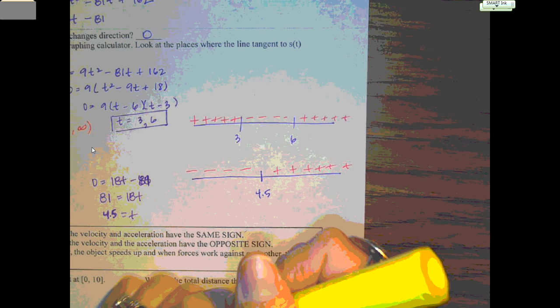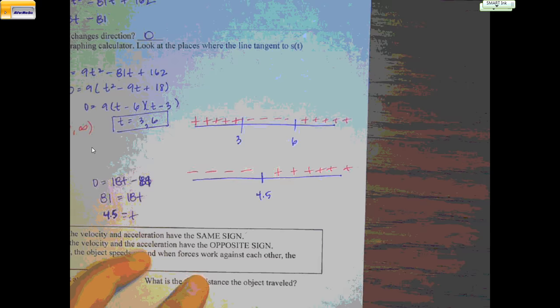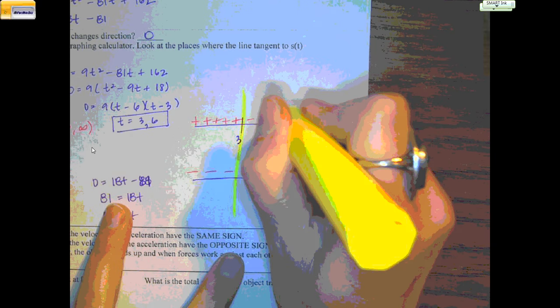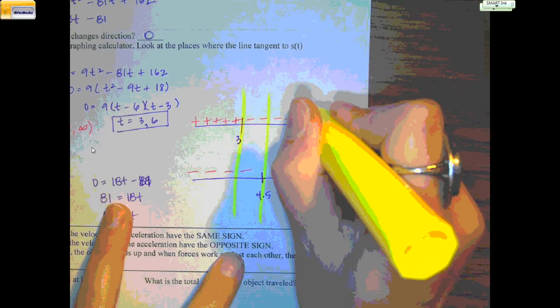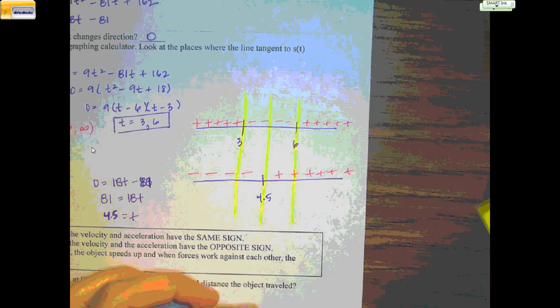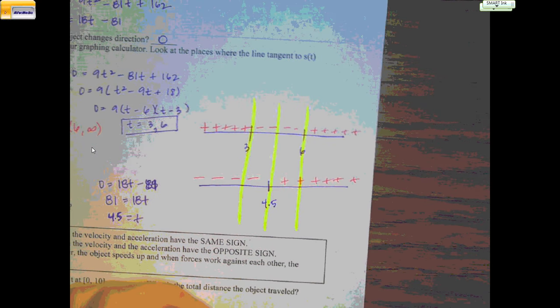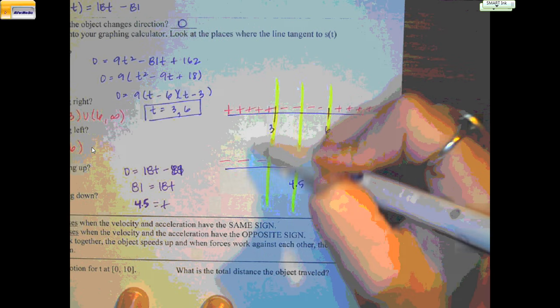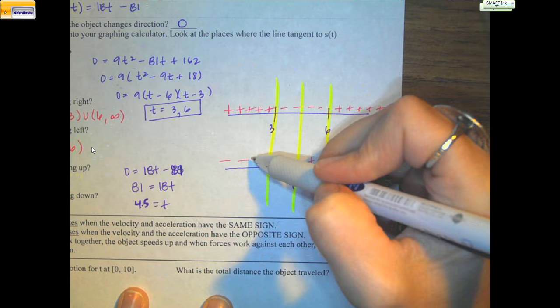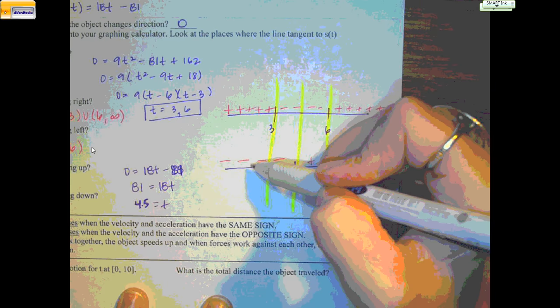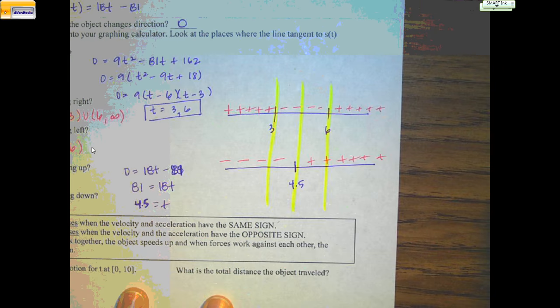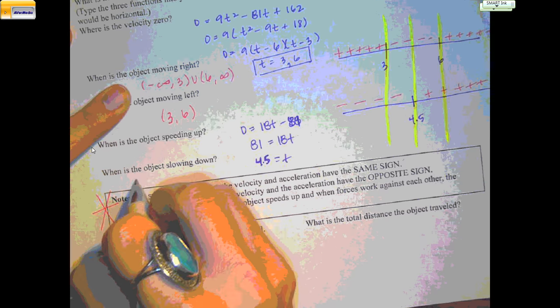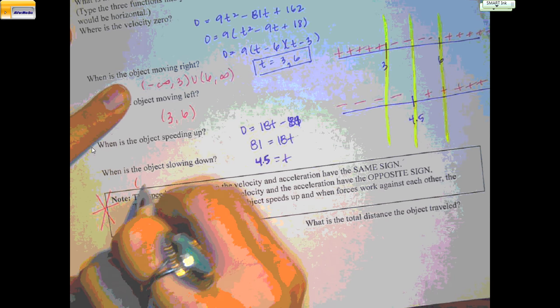Now here's how we match up our signs to see if we're speeding up or slowing down. I'm going to put a tall yellow line on each of my sort of critical points where either the velocity or the acceleration changes. All right, so check out these little guys right here. Up until 3 seconds, are the signs the same or different? Different, so is it speeding up or slowing down? Slowing down, so from negative infinity to 3, it's slowing down.